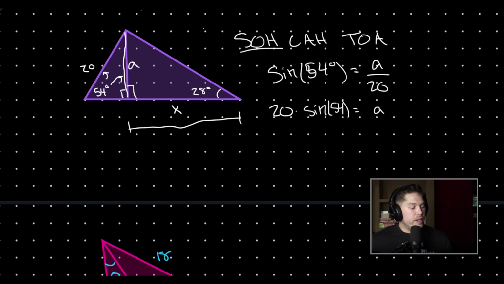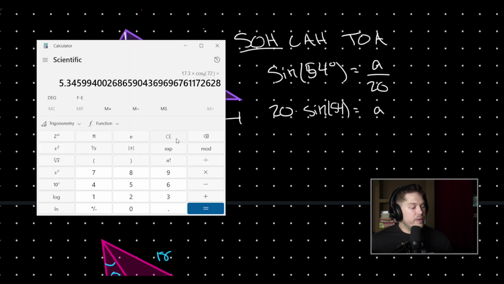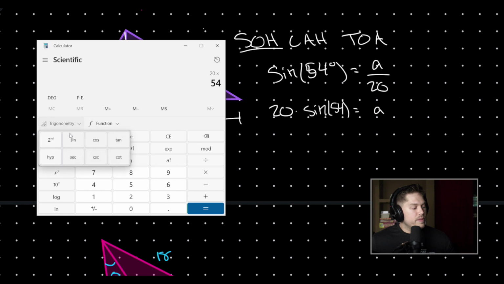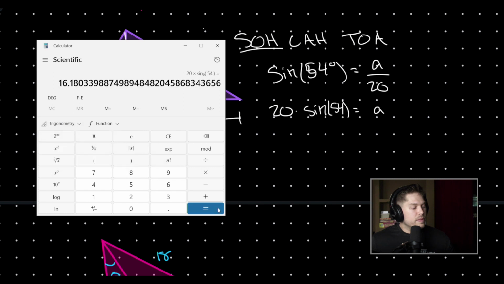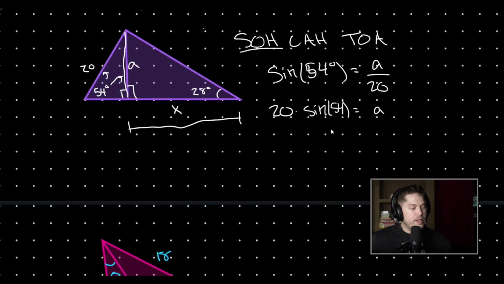And here we can just plug this in to get a value. So 20 times the sine of 54. That's going to be 16.2 once we round it. So a is equal to 16.2. That's our altitude. And now we can solve for x, our unknown.